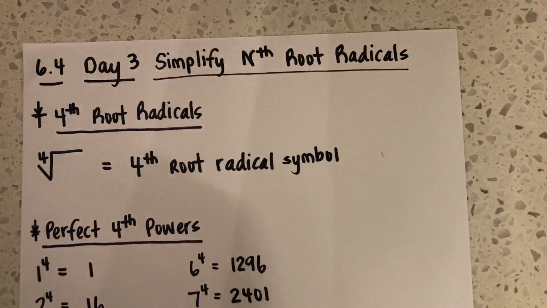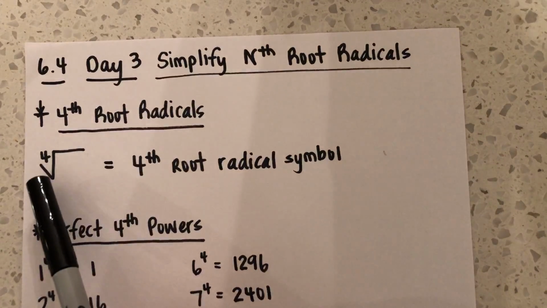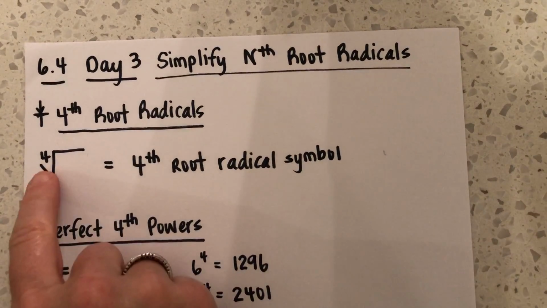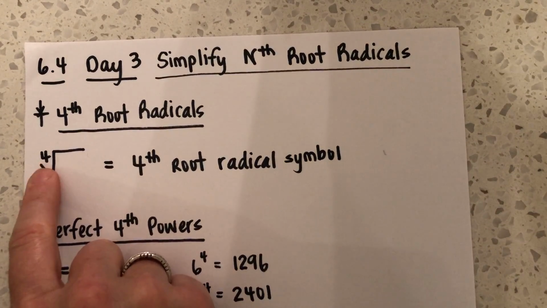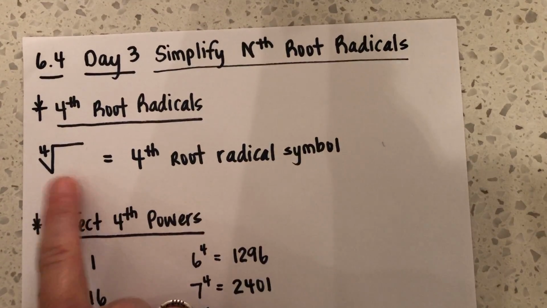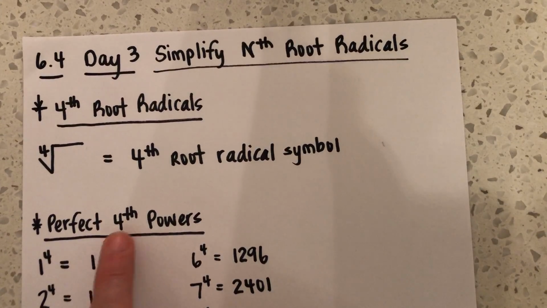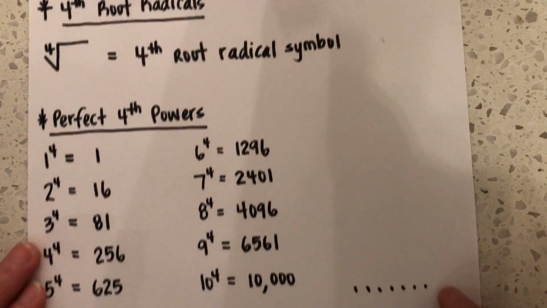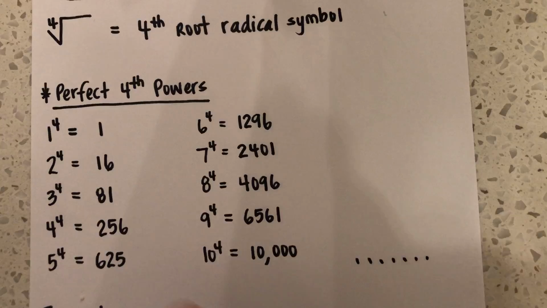So if we're going to work with fourth root radicals, right? Here is your fourth root symbol. So you have 4 tucked in this little corner as your root, also called the index, all right? This is the fourth root radical symbol. If you're going to work with fourth roots, then you have to know your perfect fourth powers. What are numbers that you can take the fourth root of? So these are your perfect fourth roots.